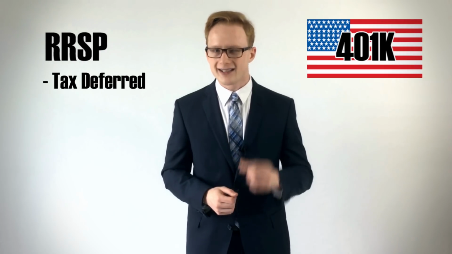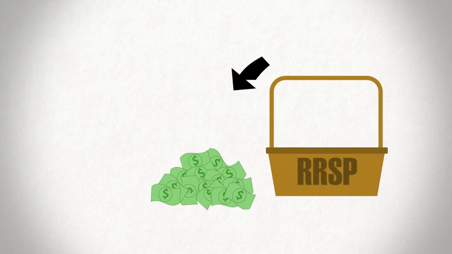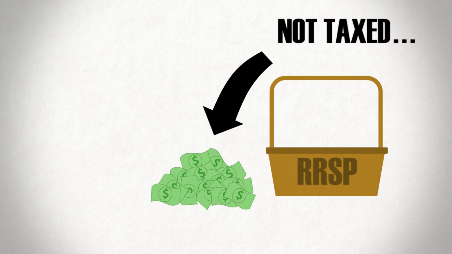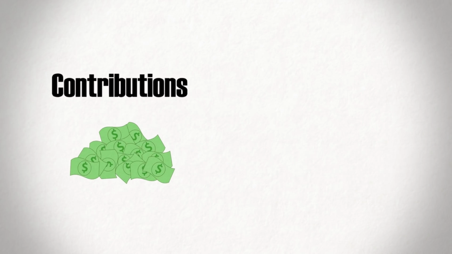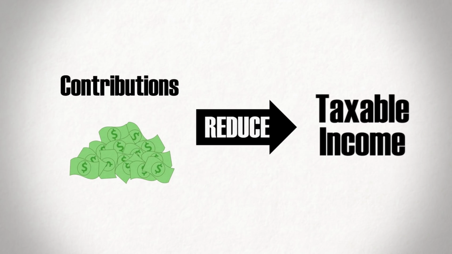Another very important account for tax efficiency is the Registered Retirement Savings Plan, or RRSP, which is similar to the US 401k account. The RRSP is a tax-deferred account, and it's a bit more complex than the TFSA. Firstly, the amount you contribute to an RRSP is not taxed at all, not even from income taxes. In other words, contributions directly reduce your taxable income for the year.